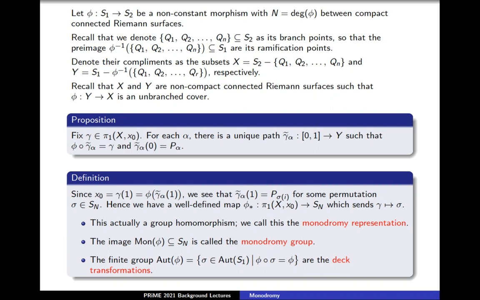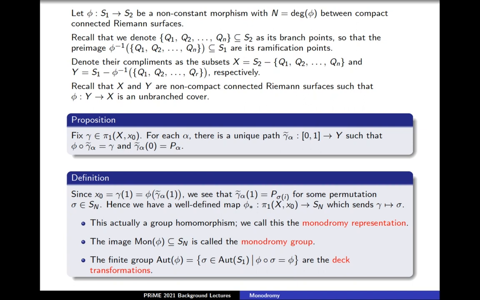Okay, next let's consider the following definition. Since x naught is gamma of 1, which is also equal to phi of gamma tilde sub alpha of 1, we see that gamma tilde sub alpha of 1 equals p of sigma of i for some permutation sigma in the symmetric group on capital N letters. Hence, we have a well-defined map phi star from pi1 of X comma x naught to S sub capital N, which sends our loop gamma to this permutation sigma. So some facts, this actually is a group homomorphism, and we call this the monodromy representation.